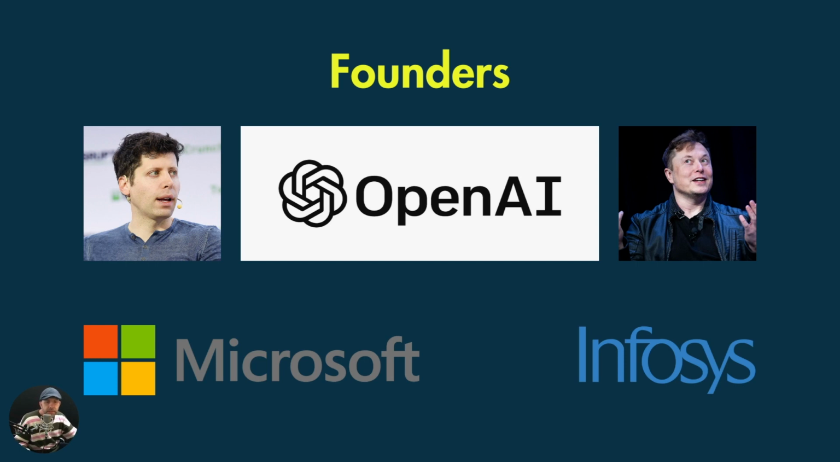In terms of where ChatGPT comes from, it was created by a company called OpenAI. The founders of OpenAI include the investors and entrepreneurs Sam Altman and Elon Musk, but it's also got some very big corporates behind it, including Microsoft and Infosys.